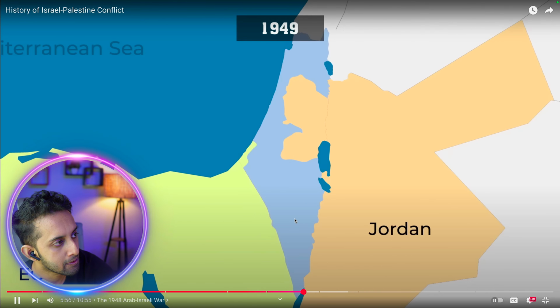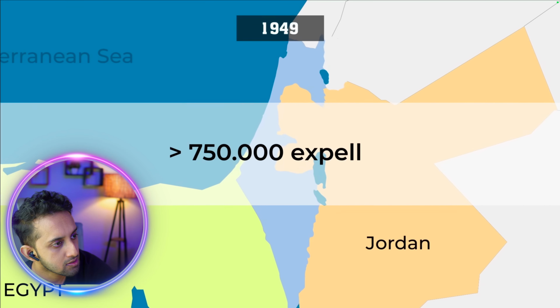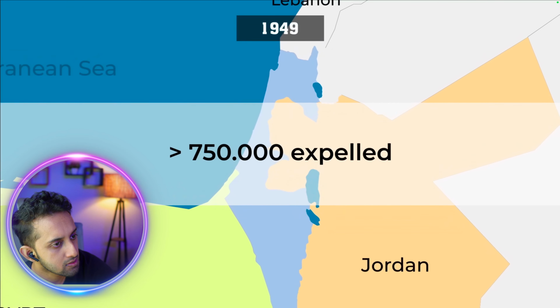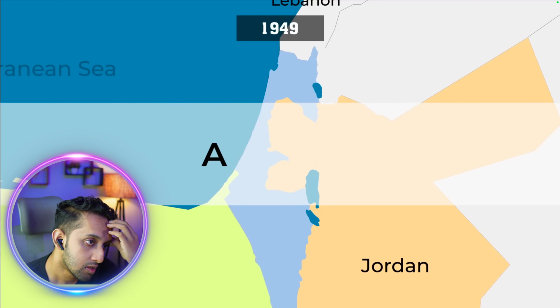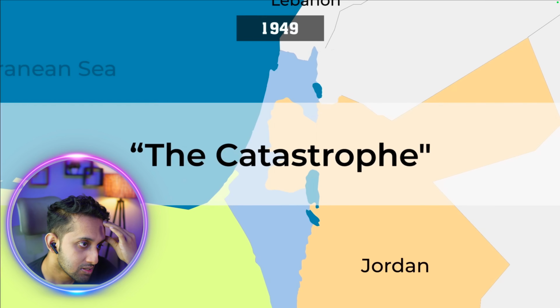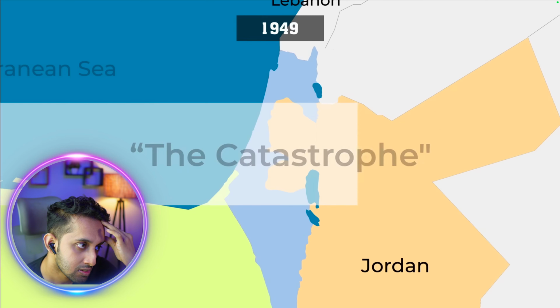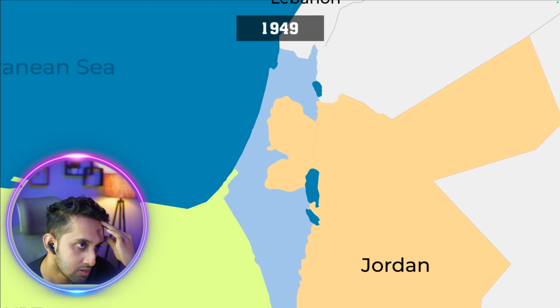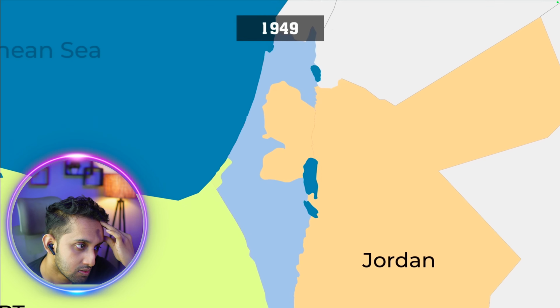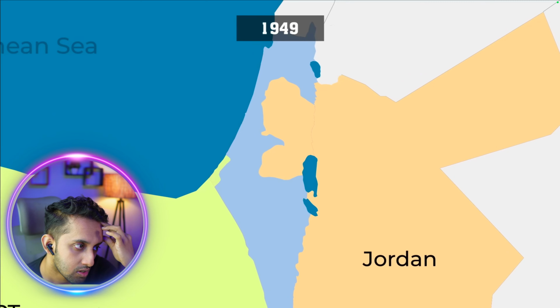As a result, more than 750,000 Palestinians were expelled from the land where they lived for centuries, on the day that they call Al-Nakba, or the catastrophe. With the deteriorated dispute between the Jews and the Arabs, there came more wars and fighting in the following decades.